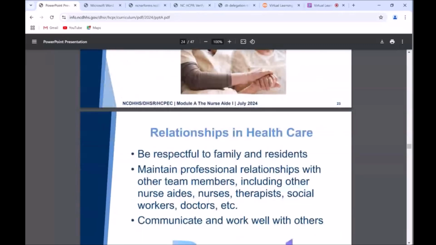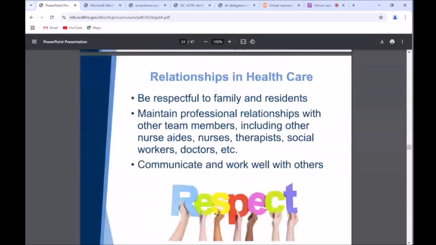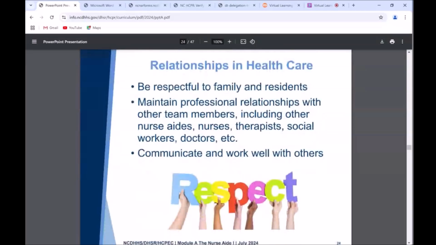Be respectful to family. Listen well so you can understand their concerns. Maintain that open, positive professional relationship with each member of the healthcare team, and effectively communicate to work well with others.